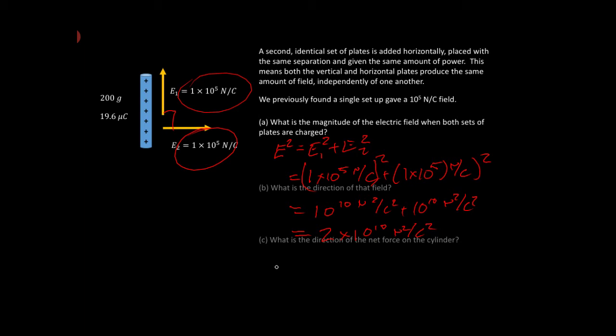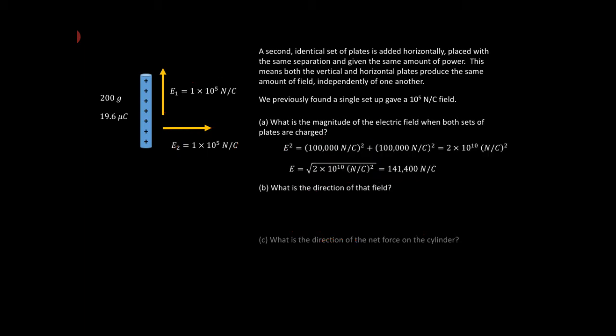So then we have to take the square root of that. So it's the square root of 2 times 10 to the 5th newtons per coulomb, which is 1.414 times 10 to the 5th newtons per coulomb. And that's basically all that first question is. Now we need to figure out what the angle is.